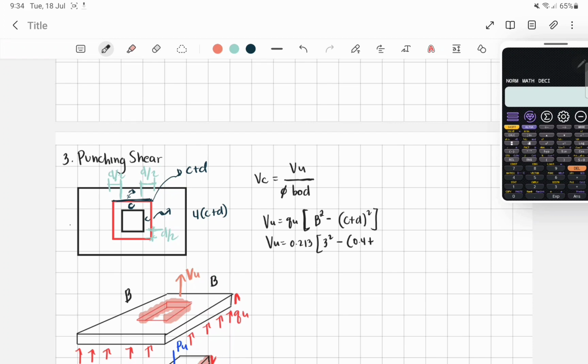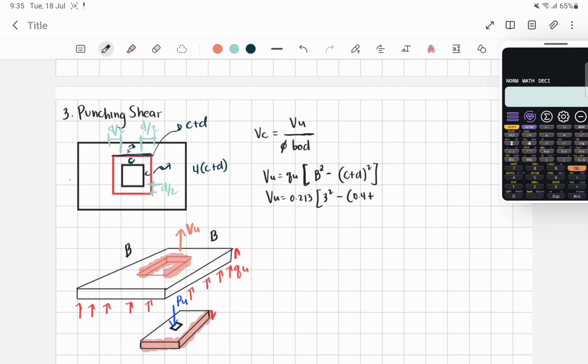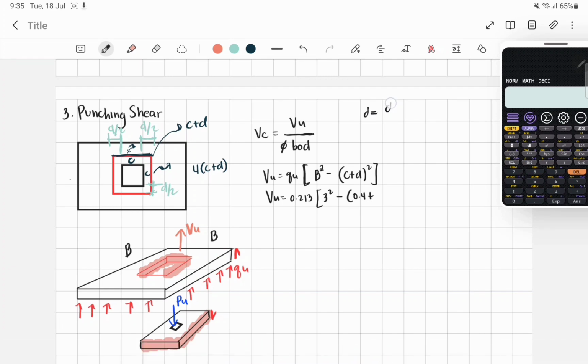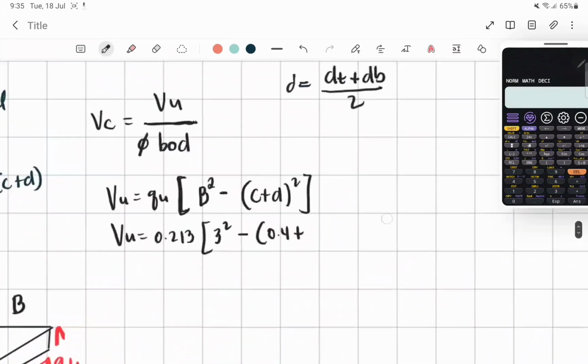Now, what effective depth will we use for this punching shear? NSCP 2015 states that the effective depth we take for punching shear will be the average effective depth. That means the effective depth of the top bars plus the effective depth of the bottom bars, all over 2. That is the effective depth for punching shear.